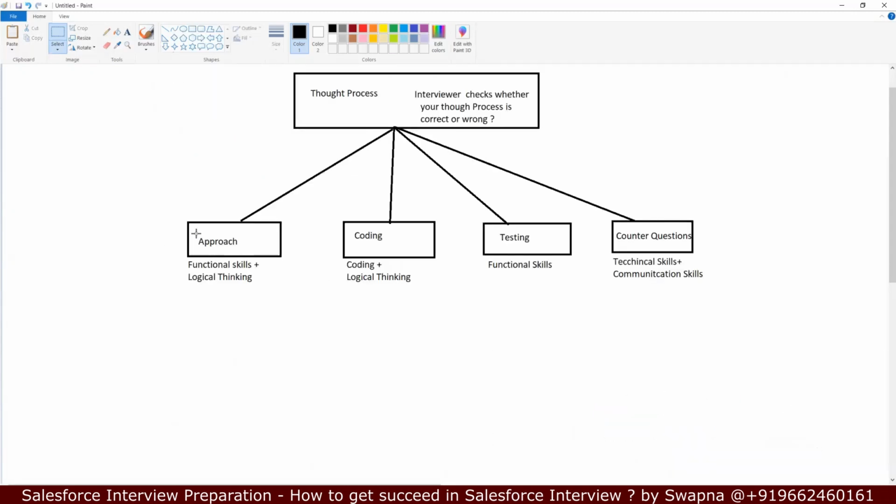Okay, so coming to the approach. The approach has 5 steps. When we see the problem, how do we approach it? In the approach, the functional skills and logical thinking of a person can be estimated. So you need to go with a good approach and prove to the interviewer that you have good logical thinking. How can you prove that?